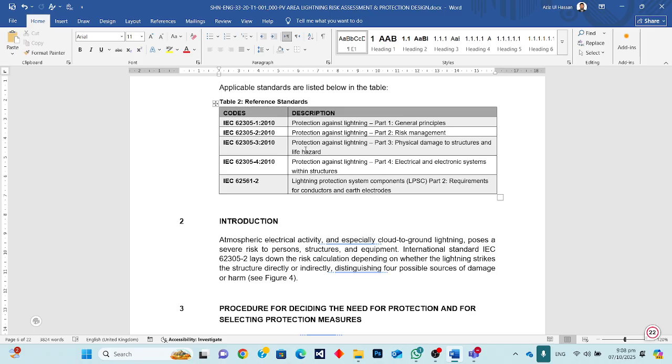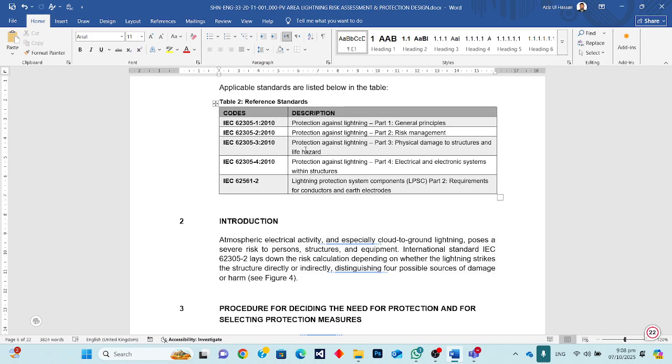Basically, atmospheric electrical activity and especially cloud-to-ground lightning poses a risk to persons, structures, and equipment. International standard IEC 62305 lays down the risk calculation depending on whether the lightning strikes the structure directly or indirectly. It distinguishes four possible sources of damage or harm.